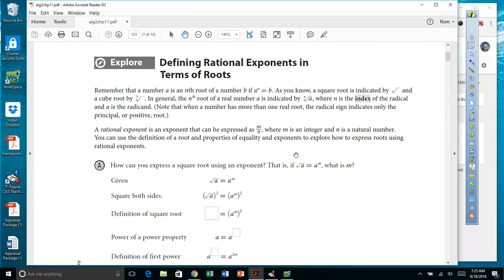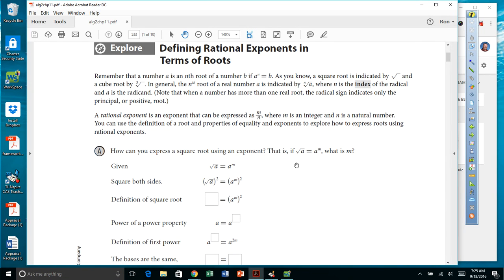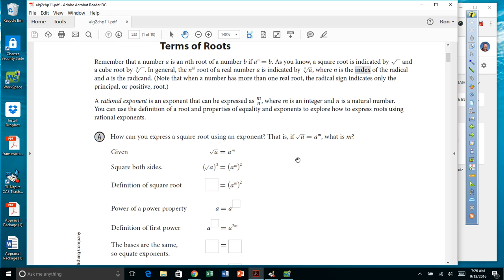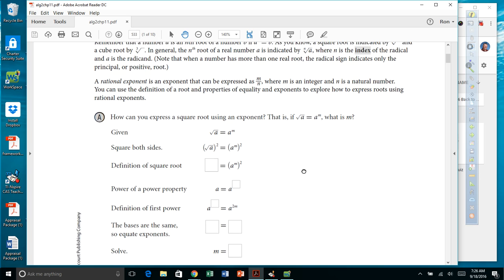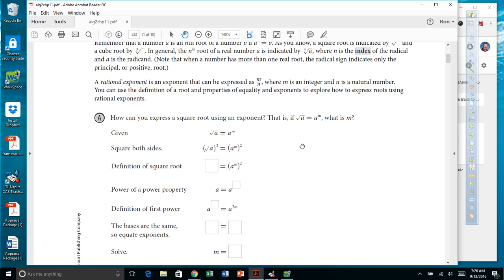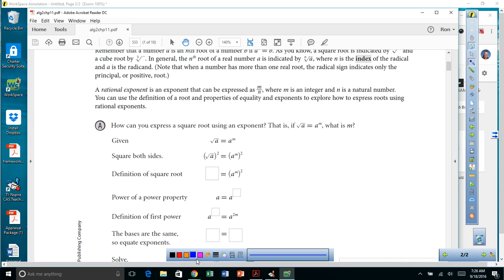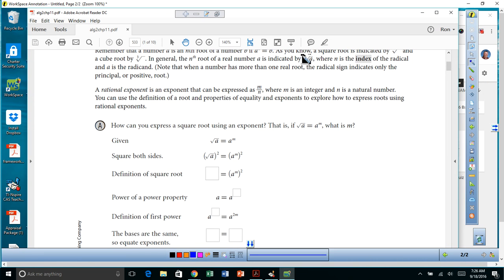Remember that a number a is the nth root of a number b if a to the n equals b. As you know, a square root is indicated by the radical, and a cube root by the cube root symbol. In general, the nth root of a real number a is indicated by the radical with index n. So this n here is the index of the radical, and a here is called the radicand. Okay?